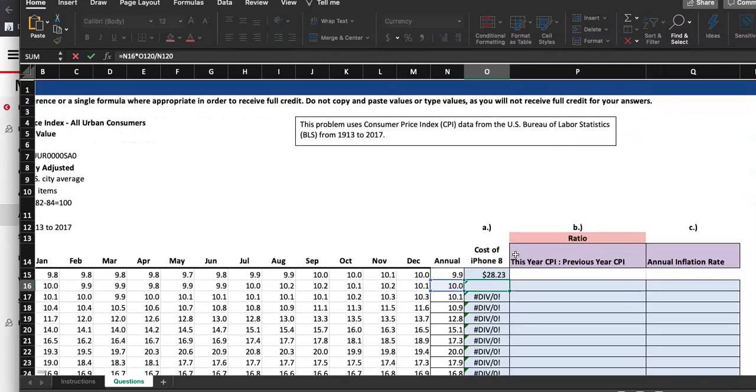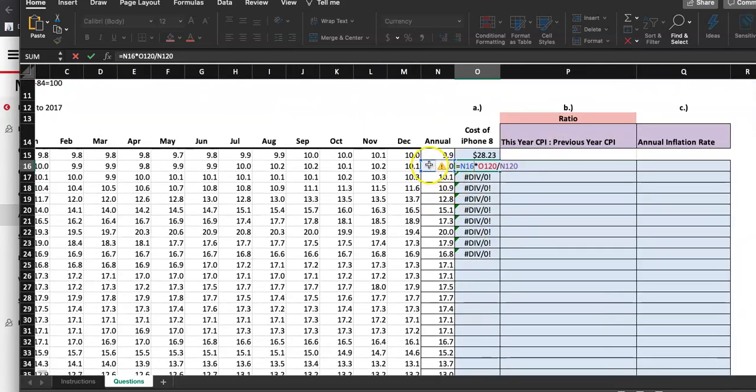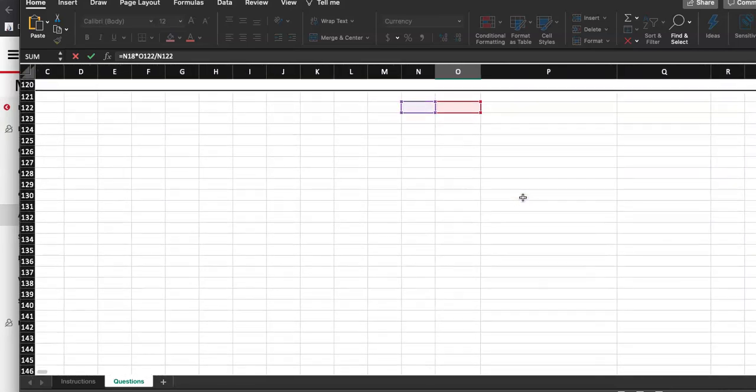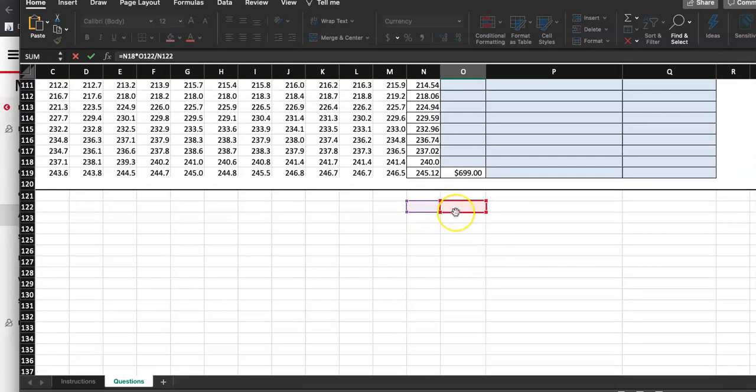And while that wasn't an issue for the CPI, because I want the CPI to go down with the cost of an iPhone, like if I double click on this one, I love the fact they're using N18 for the CPI. But look, they're using O122 and N122 for the iPhone prices as reference. What's in there? There's nothing in there. So see if you agree with me. I don't want these two cells to shift down.